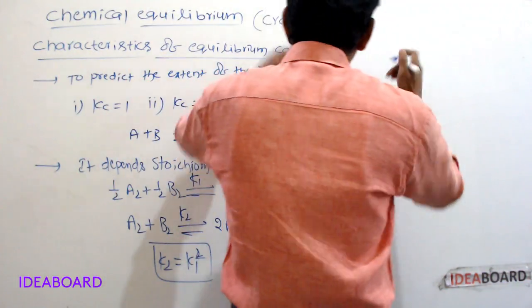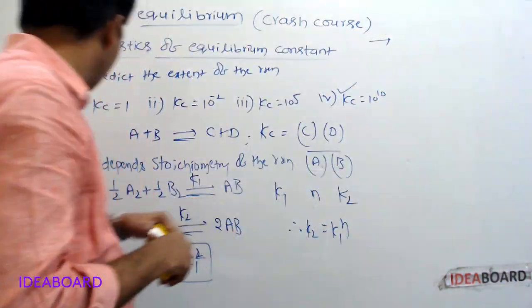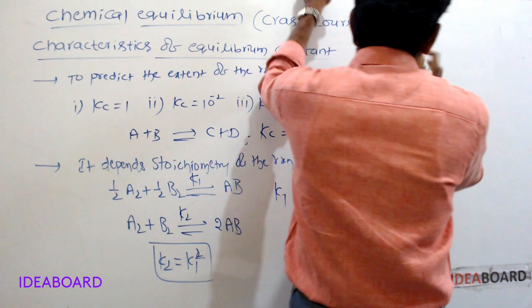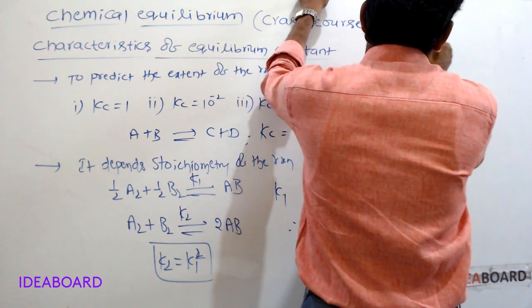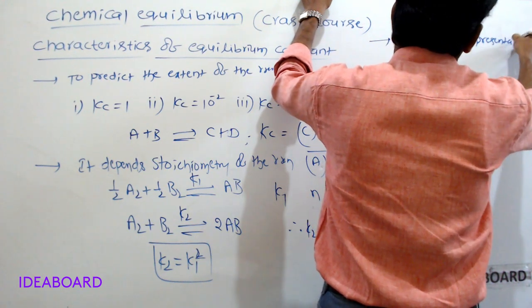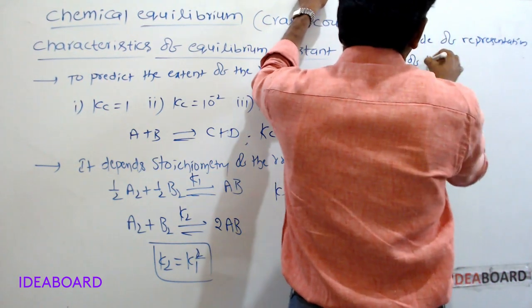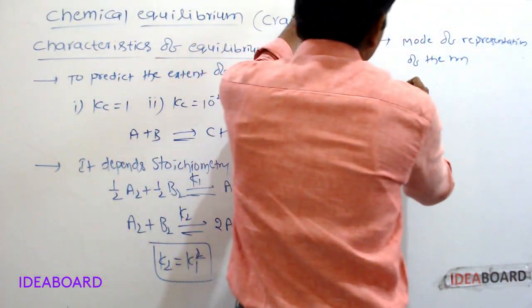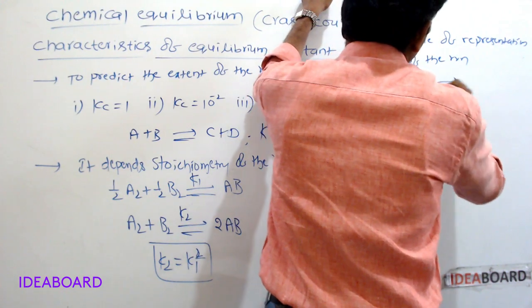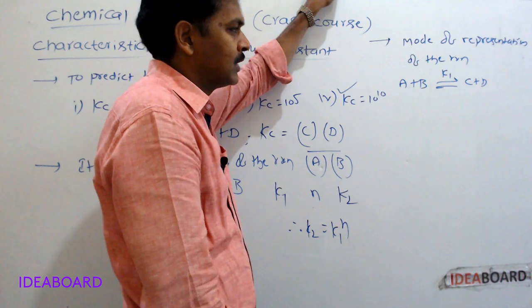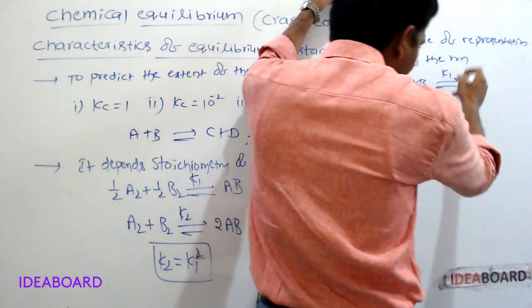Next one, it depends on mode of representation of the reaction. See, for example, for this reaction, A plus B gives rise to C plus D, if equilibrium constant is K1. For this reaction, equilibrium constant is K1.